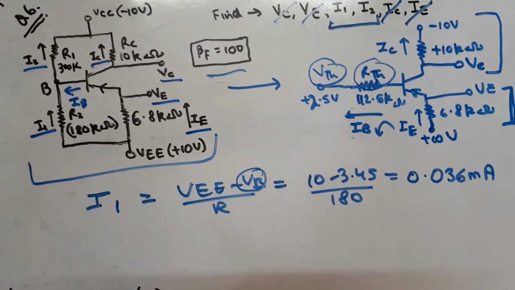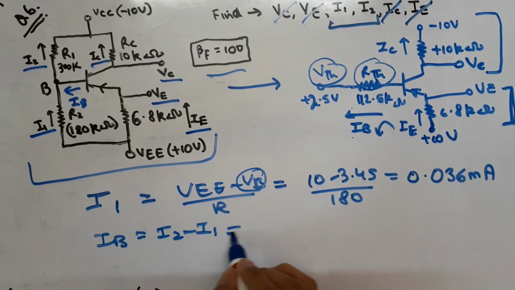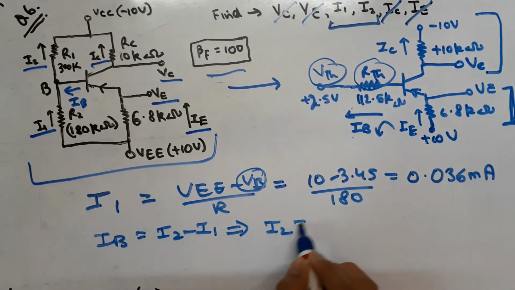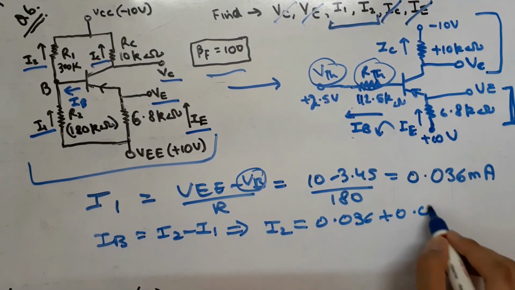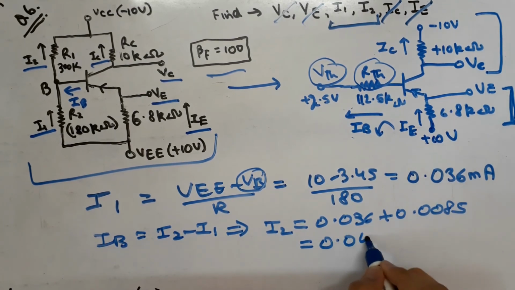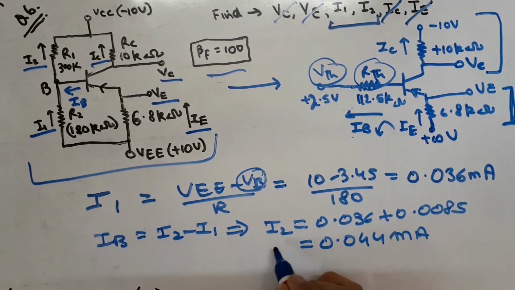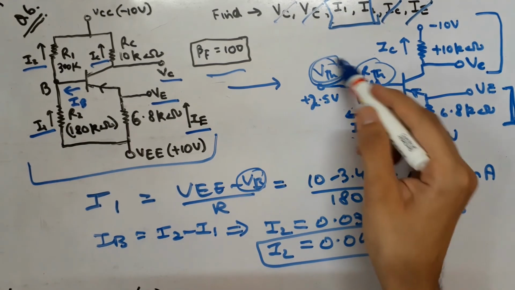Similarly at B junction we can see that IB is equal to I2 minus I1. From here we will get the value of I2 as 0.036 plus 0.0085, which will come out to be equal to 0.044 milliampere. Now we have found out the value of all the node voltages and node currents. This is a very important question according to the examination point of view, and you should remember all the formulas, especially for VTH and RTH.